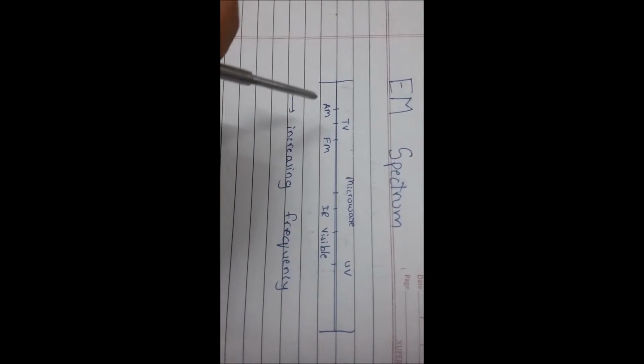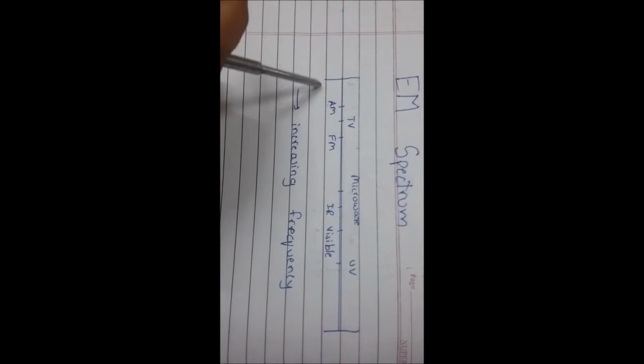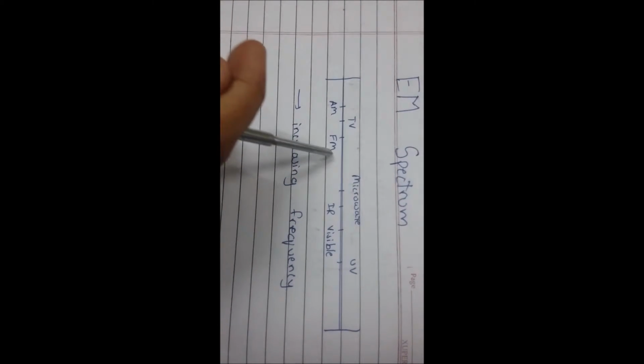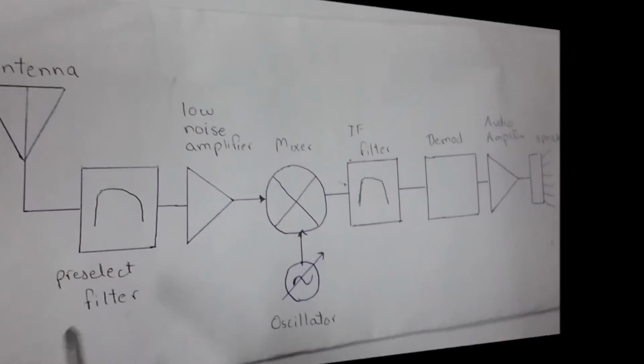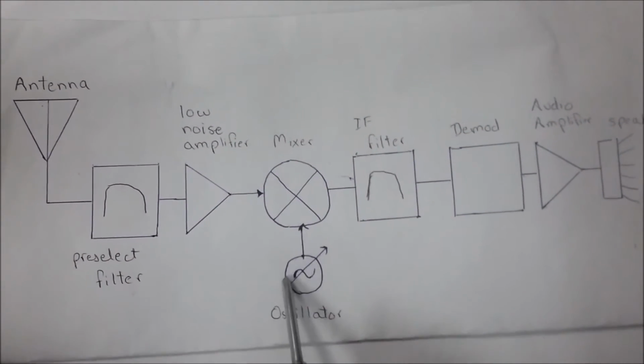This is the electromagnetic spectrum. In this spectrum line, the frequency increases as we go from left to right. We can see that the frequency of FM is less than the frequency of microwave. This is the block diagram of an FM radio receiver.